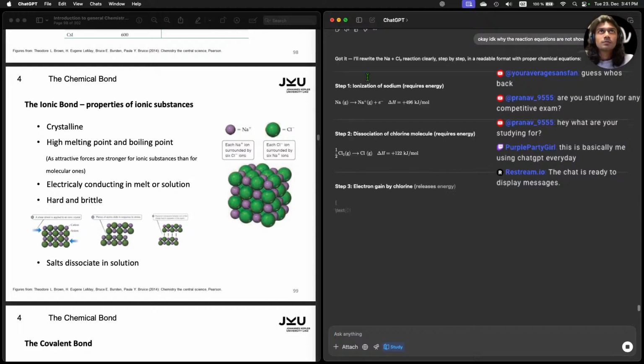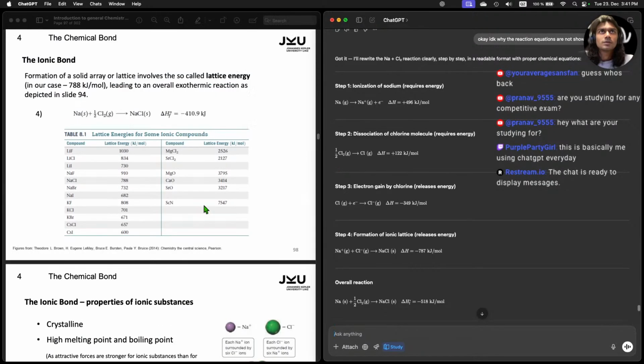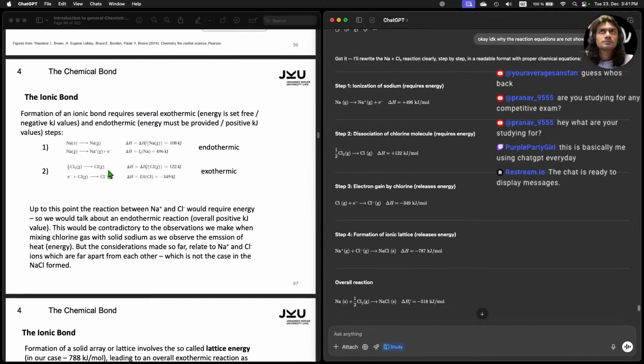Got it. I will rewrite. Ionization of sodium requires energy. Dissociation of chlorine requires energy. Okay. Electron gain by chlorine releases energy.